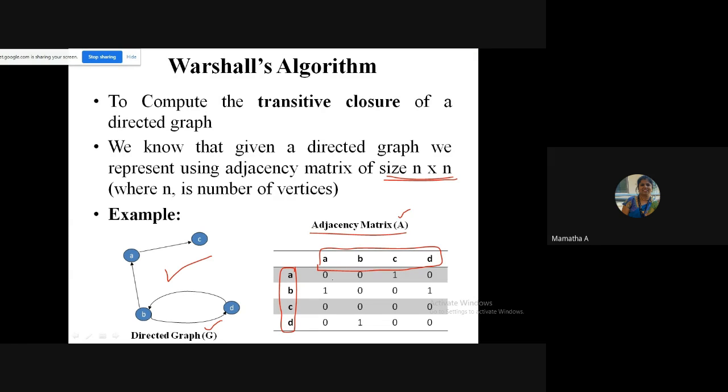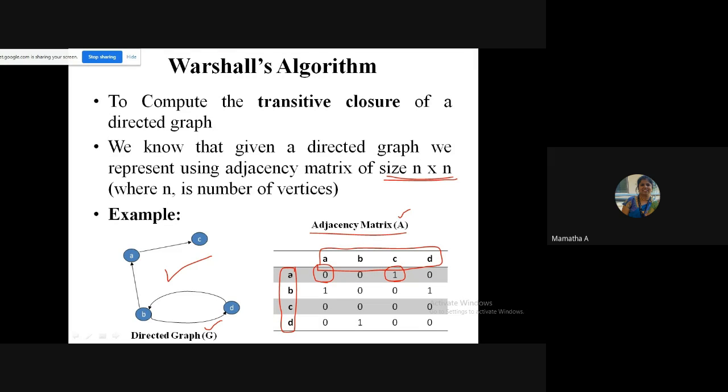So you all know, when do I write 0? Why do I write A to A, it is 0? There is no edge directed from A to A, ma'am. Yes, A to A. So 0 if there is no edge between the vertices i, j. 1 if there is an edge between the vertices i, j.